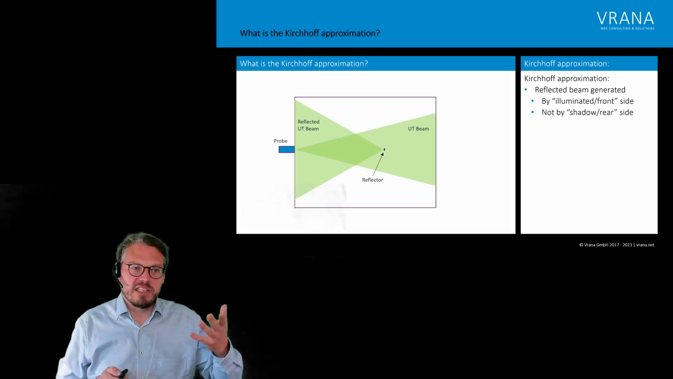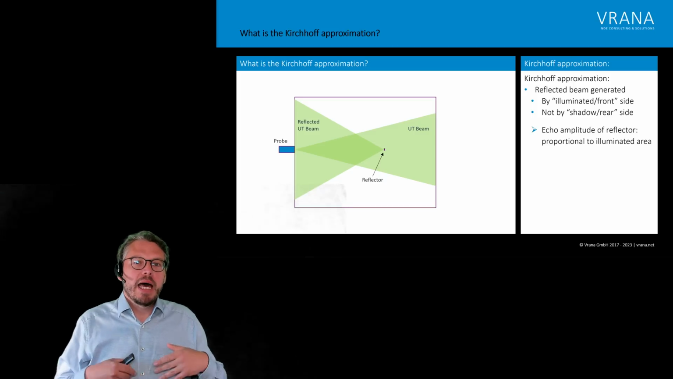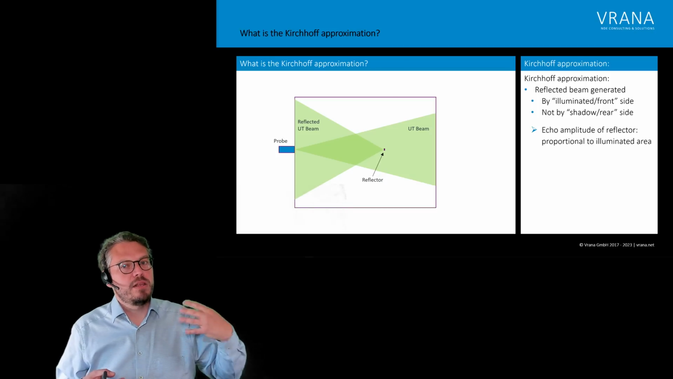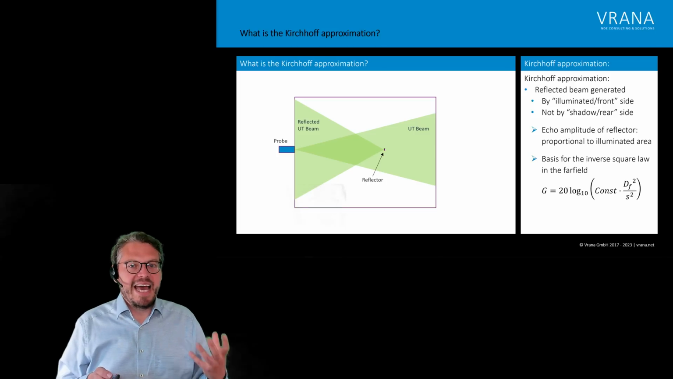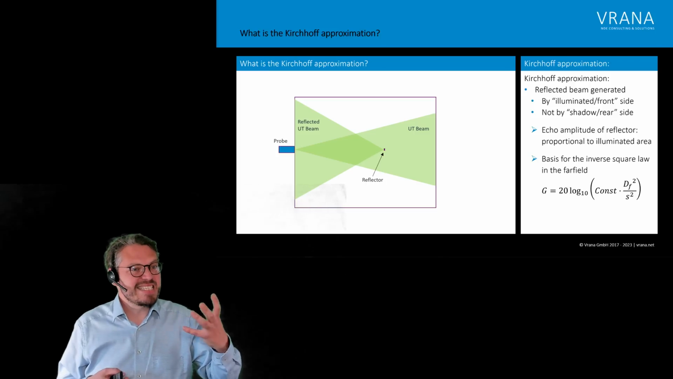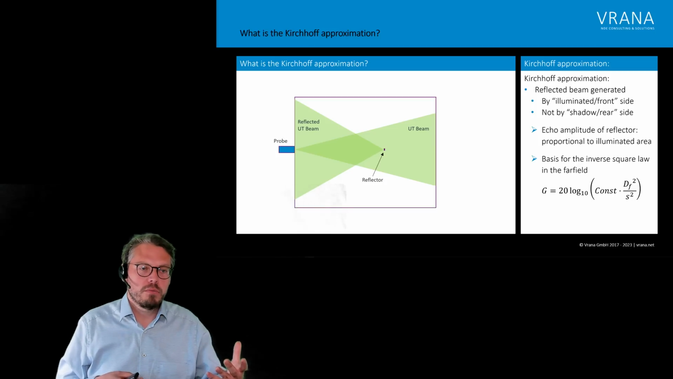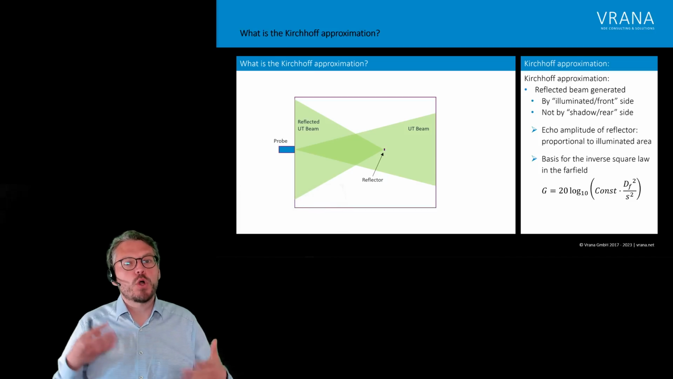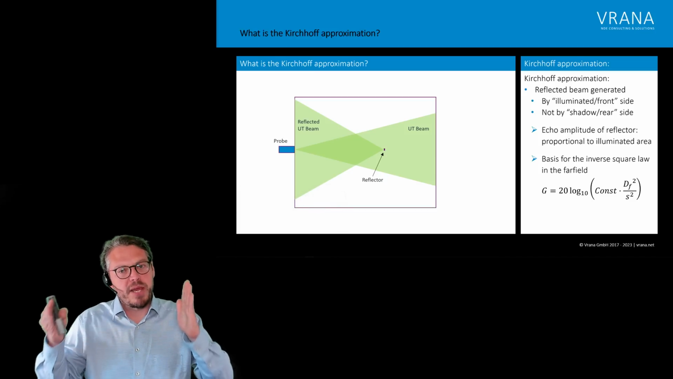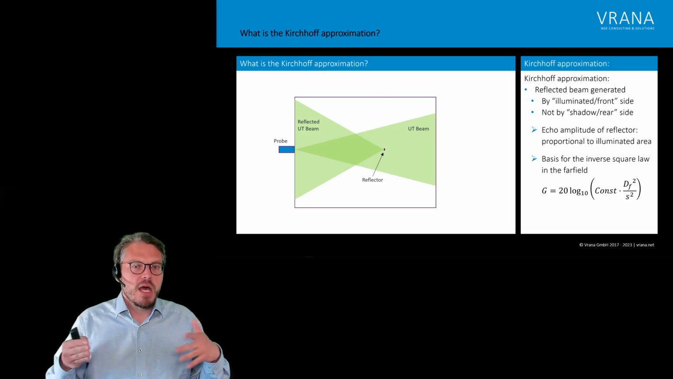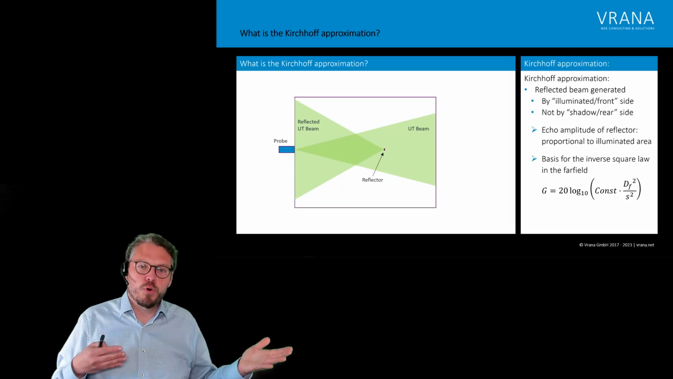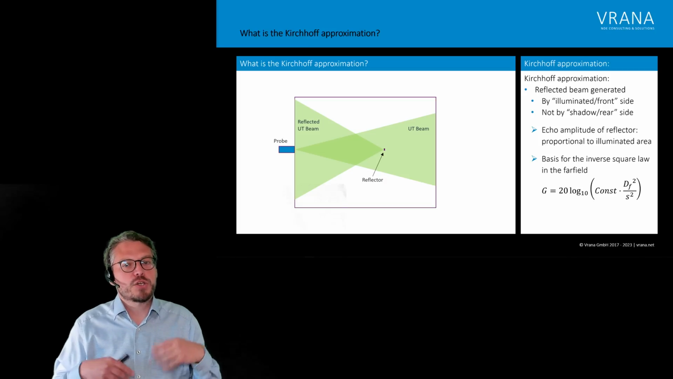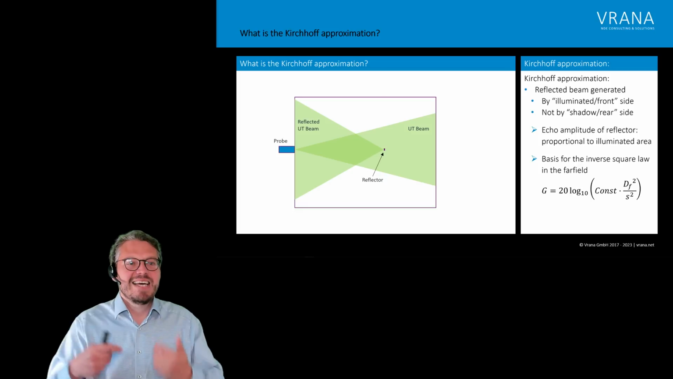Now, as long as Kirchhoff is true, we can say our echo amplitude is proportional to our reflector, proportional to the illuminated area. This is actually the basis for the so-called inverse square law, or also this equation, which is the basis for the DGS diagram information in the far field. And as you can see, our gain is actually proportional to the size of our reflector squared divided by the square of our sound path.